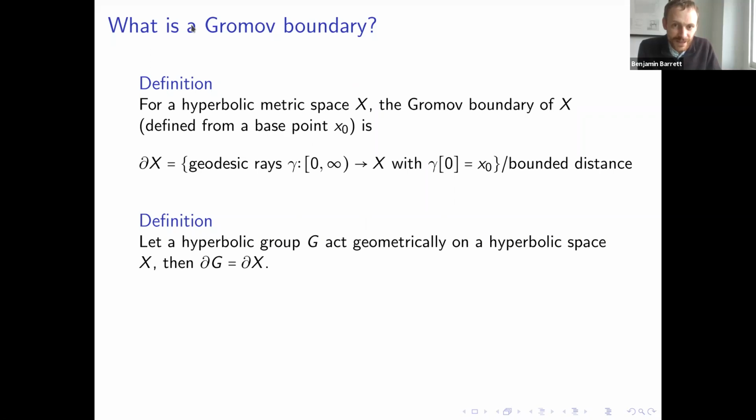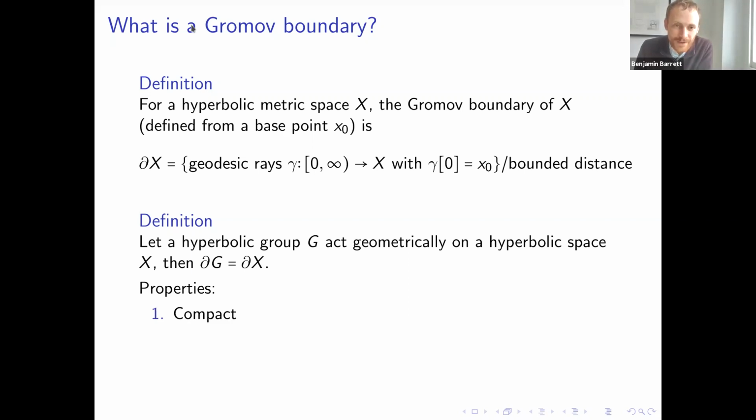Now, if a group G acts geometrically on a hyperbolic space X, then we just let the boundary of G be the boundary of X. And this might seem like cheating, but it's actually fine, because given any two spaces X and Y, say, on which G acts geometrically, so say they're both hyperbolic, then in fact the boundary of X is homeomorphic to the boundary of Y. So it makes sense to make this definition. It looks like it depends on our choice of X, but it doesn't really. So that's the boundary of a group.